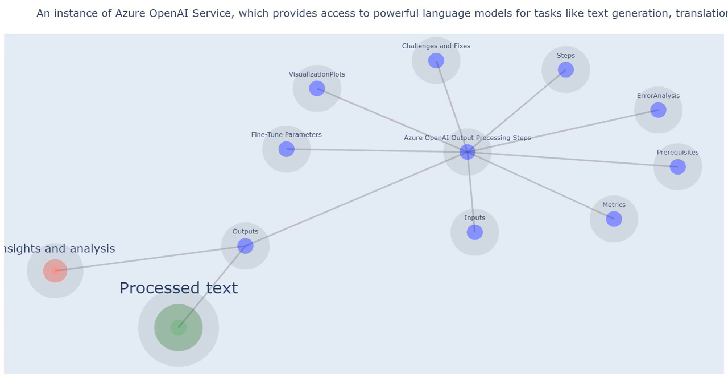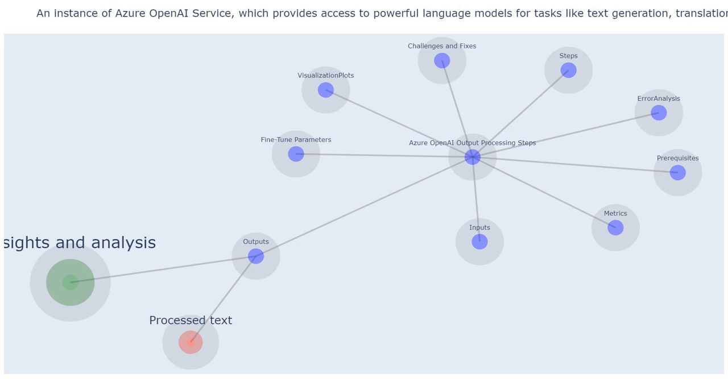Outputs. Processed text, which could be the output of tasks like text generation, translation, or summarization. This output is generated by the Azure OpenAI service based on the provided input text. Insights and analysis derived from the processed text. These insights can provide valuable information about the text, such as sentiment, topics, or key entities.